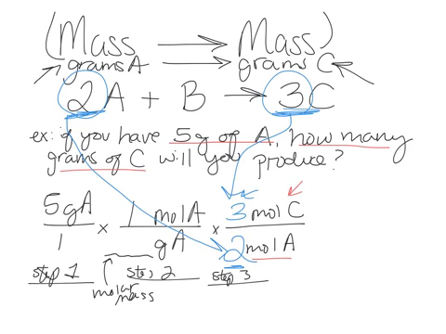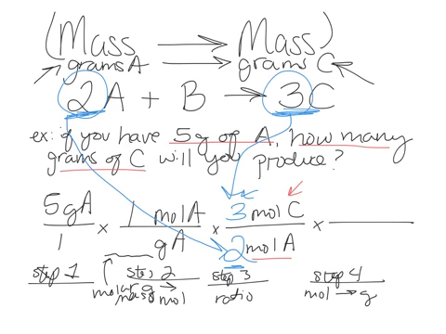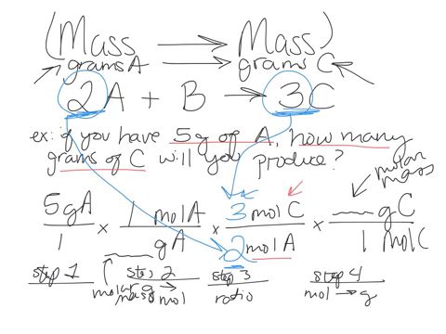So once we've done that step 3, which is the ratio, our last and final step, which is step 4, is to go from moles into grams. Okay? So before in step 2, where we went from grams to moles, now we are going from moles of C into grams of C, which again will be totally dependent on the molar mass of whatever it is we are trying to find. And it's always 1 mole.